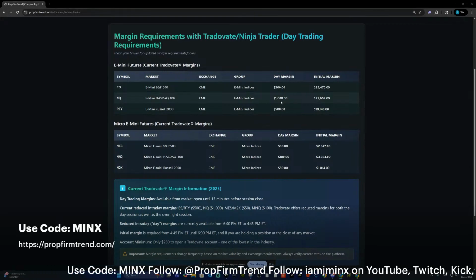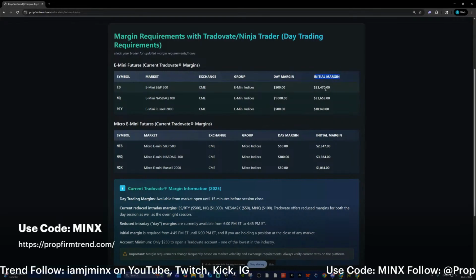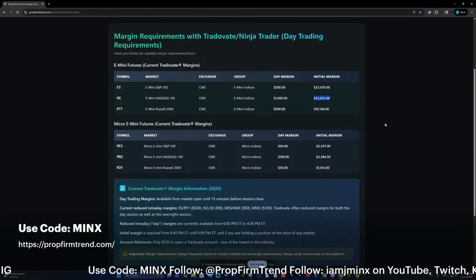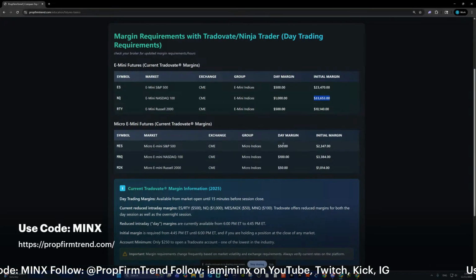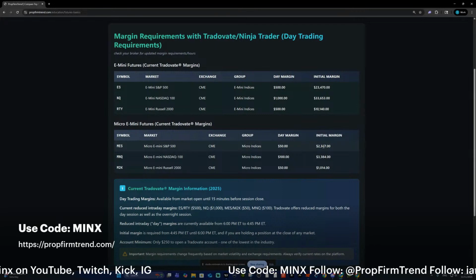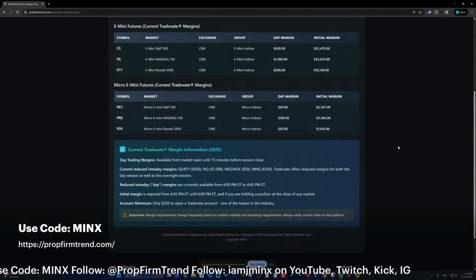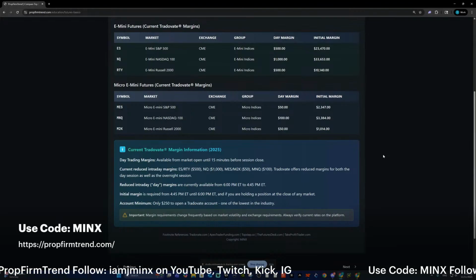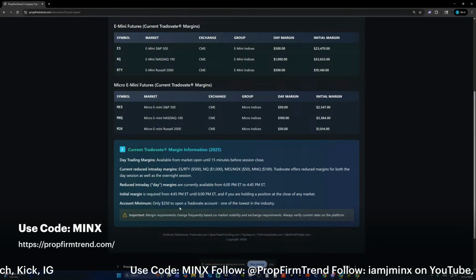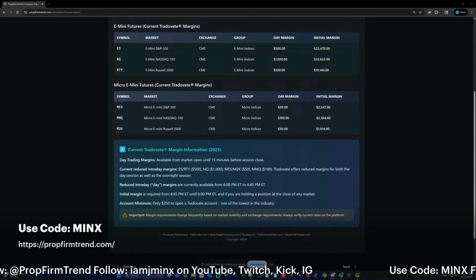If you're wanting to swing, so let's say you want to swing a position over the weekend, then you need to have the initial margin, which for just one NQ contract is $33,000. So if you're using the micros, MES is $50, and if you're wanting to swing, you would have to look at the initial margin. Let's see. I think the account minimum is only $250 to open a Tradovate account, which is one of the lowest in the industry. There are a few other ones.